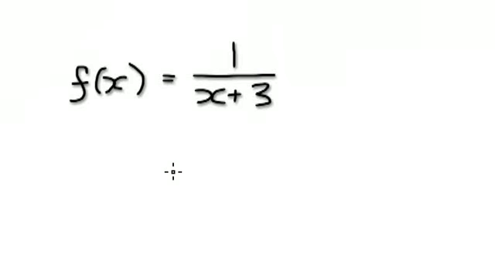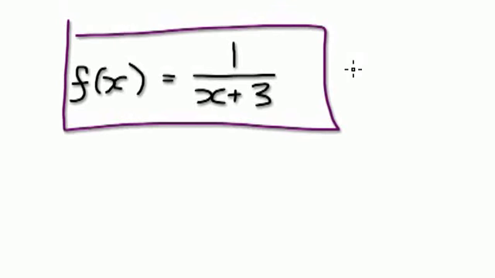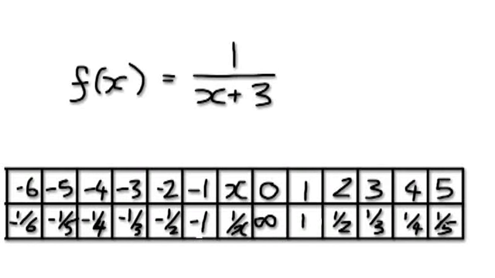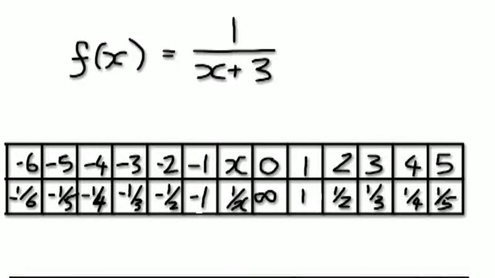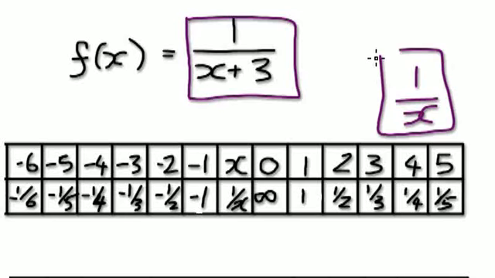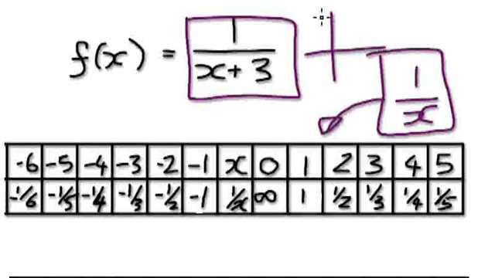Okay, so the first step is to try to visualize what this graph will look like. Normally we would create a table like this, but rather than doing this, let me just show you a graph of 1 over x. This table here is a table of 1 over x. So when you try and sketch 1 over x, it will look like this.